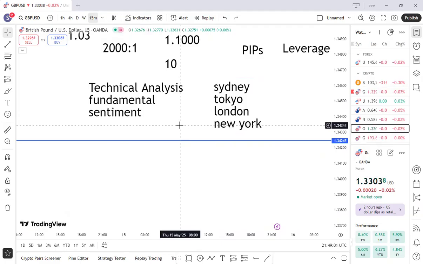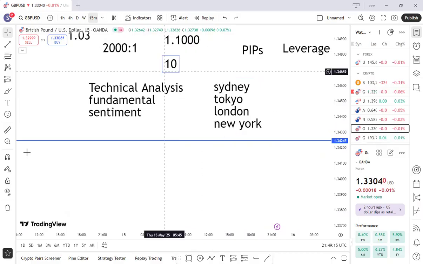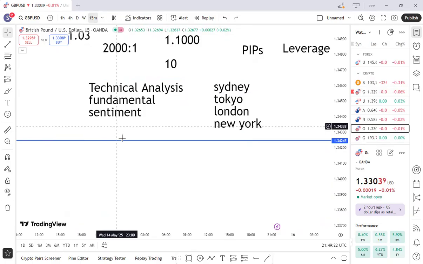And then, talking about the tools that you need to make use of in trading, you need a forex broker account. You need a trading platform such as MT4, MT5, or TradingView, like this app I'm using, which is my TradingView. So you make use of TradingView, MT5, MT4.